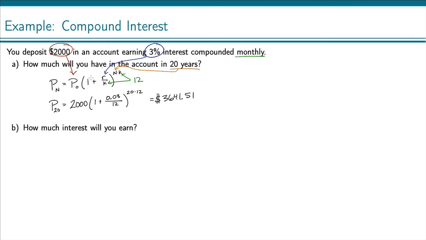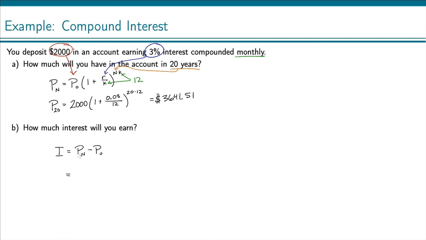Then, for part B, how much interest will you earn? Now, that's saying what's extra here. The initial amount that we put in is not interest, of course. And so to find interest, we're always going to take the total amount that we ended up with and subtract the initial amount. To find interest, you take what you ended up with minus what you started with.